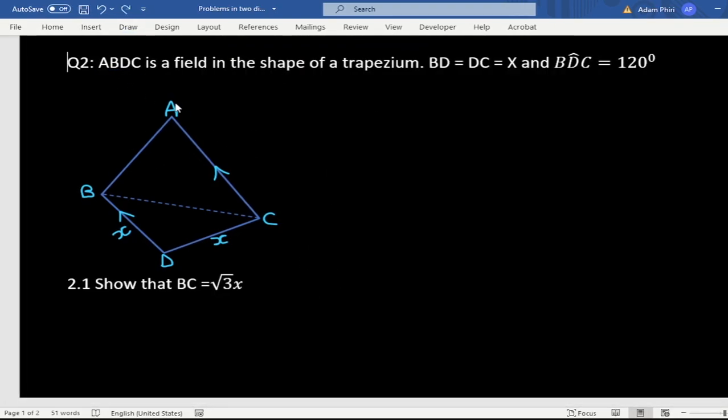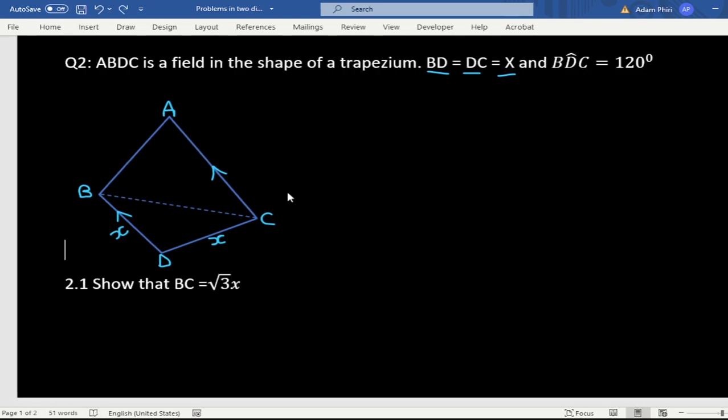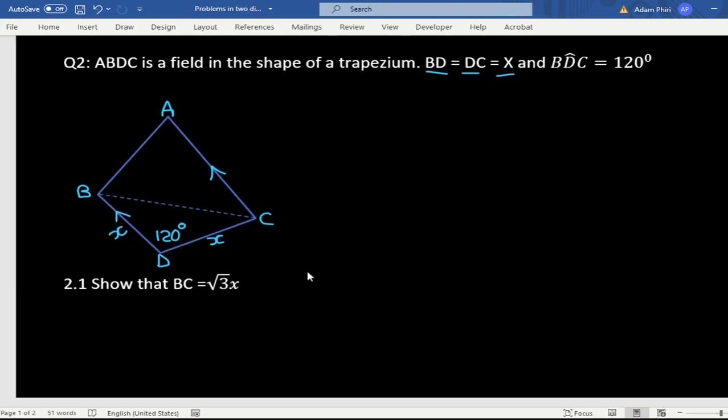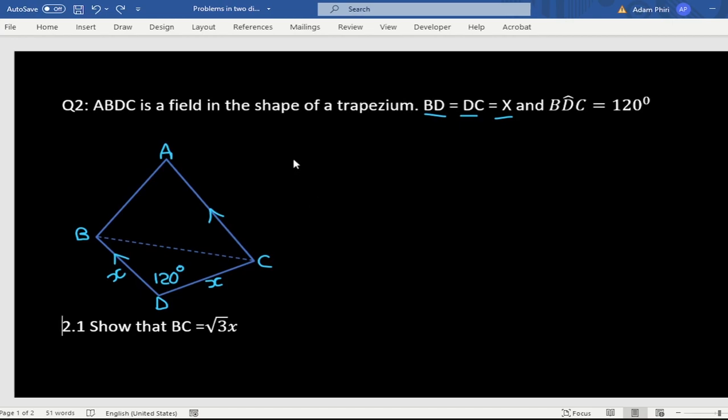So we're going to do trig, 2-dimension trapezium. That's the shape, and what we need to look at is the trapezium. We have BD equals BDC is equal to X. So we have BD equals DC, and we also have BD parallel to AC. So the angle BDC there is 120 degrees, and then from there, we have to show that BC is root 3 x.